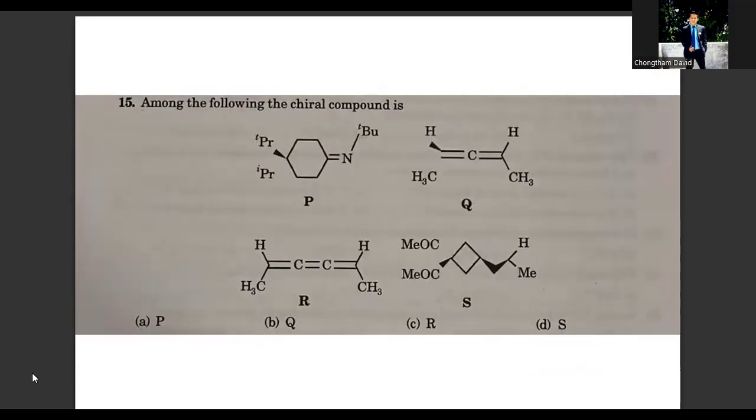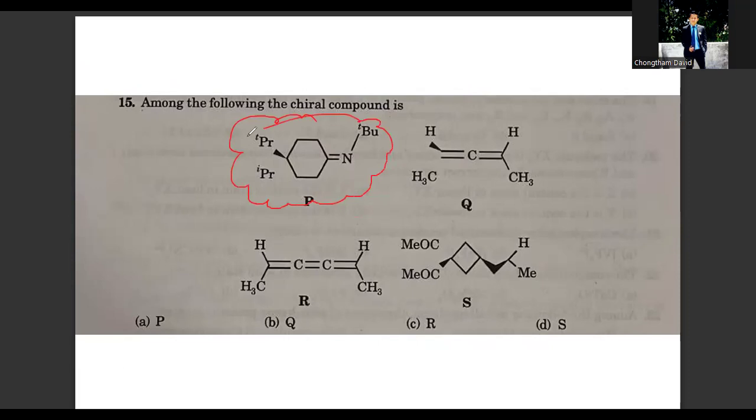Let us read question number 15. Among the following, the chiral compound is P, Q, R, and S. Chirality in organic molecules typically occurs when a carbon atom is attached to four different groups, making it a chiral center. However, for alkenes, compounds with carbon-carbon double bonds, chirality can also occur if there are different groups attached to each carbon of the double bond and the molecule lacks a plane of symmetry. So let's evaluate these compounds.